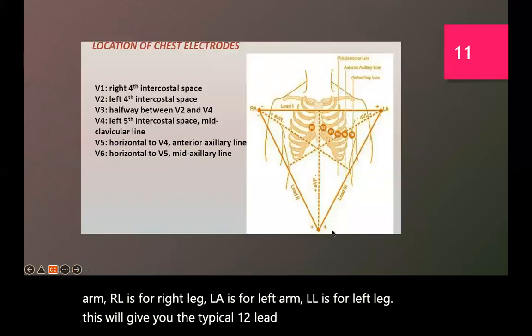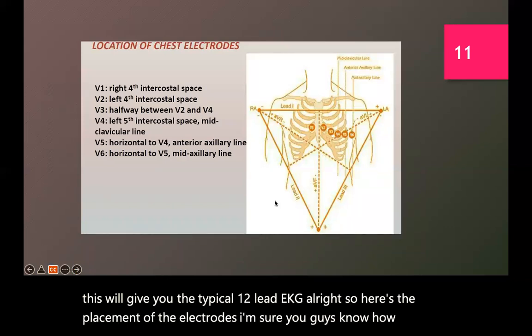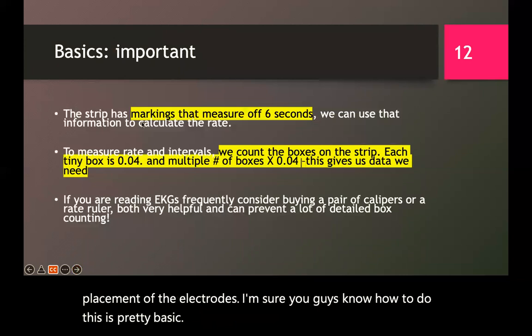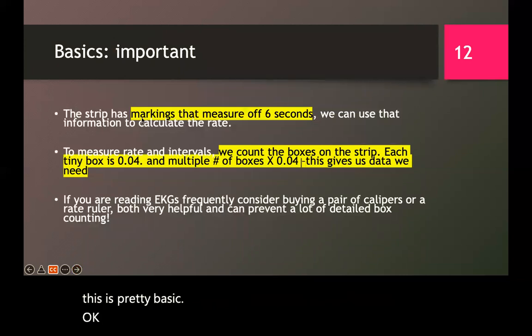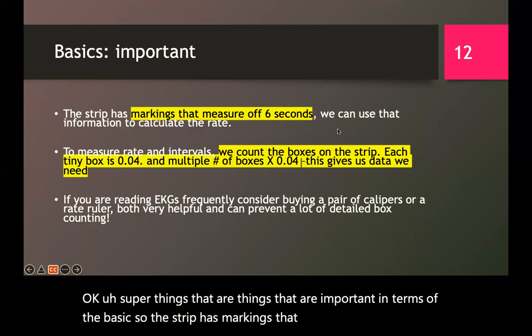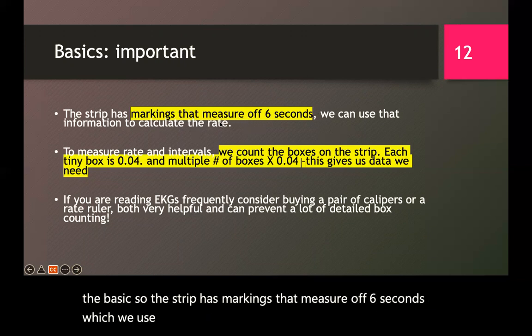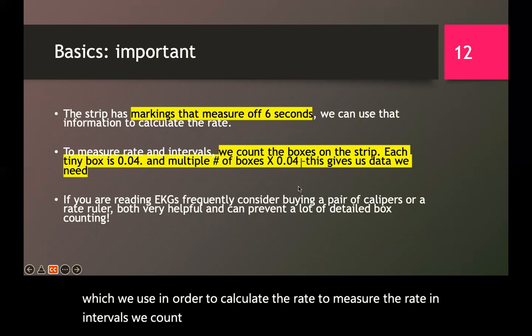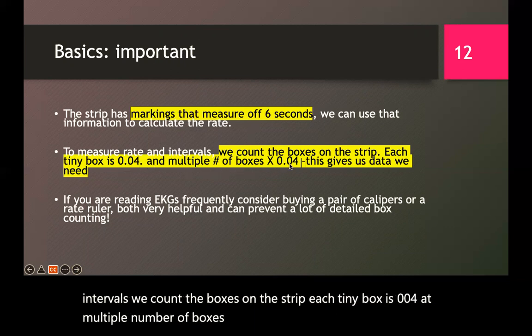All right, so here's the placement of the electrodes. I'm sure you guys know how to do this. This is pretty basic. Okay, super important things in terms of the basics. So the strip has markings that measure off 6 seconds, which we use in order to calculate the rate, okay? To measure the rate in intervals, we count the boxes on the strip. Each tiny box is 0.04, and multiplying the number of boxes times 0.04 gives us the data we need.